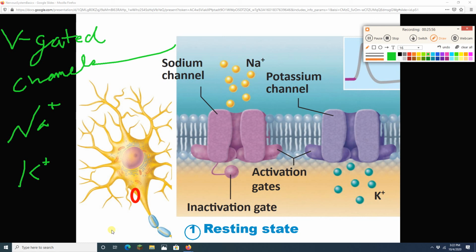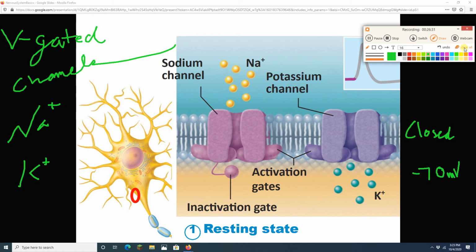All right. When we're at rest, which is where we're starting, so we're zooming in on this membrane, that's what we've got right here. When we're at rest, our voltage-gated sodium channel and our voltage-gated potassium channel are both closed. So at that membrane potential of negative 70 millivolts, these voltage-gated channels are in a closed state.